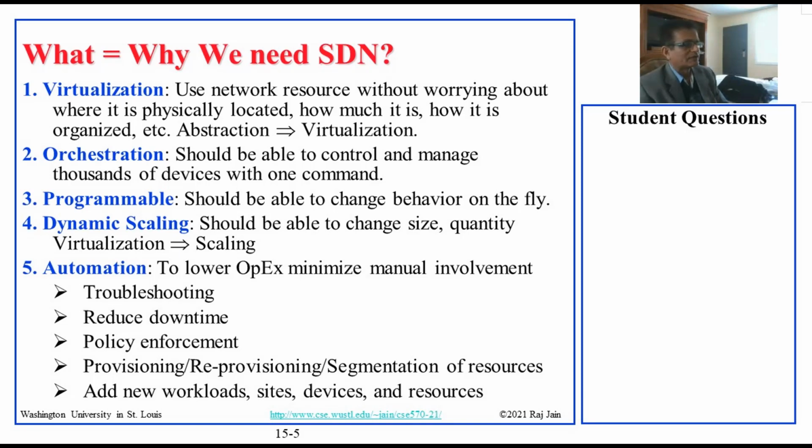Programmability, obviously we talked about that. Dynamic scaling. You can change your network size from 10 routers to 100 routers back to 10 routers, just like we do in cloud computing, for example. Automation, and then basically everything can be automated from troubleshooting to downtime, and policy enforcement to provisioning. Provisioning means bringing new devices in, re-provisioning, or segmentation of resources, or you want to segment department by department. You can add new workloads, size devices, so everything can be automated. Visibility. You can monitor the resources from one place.